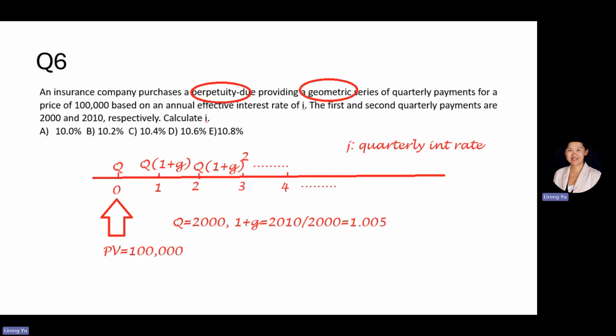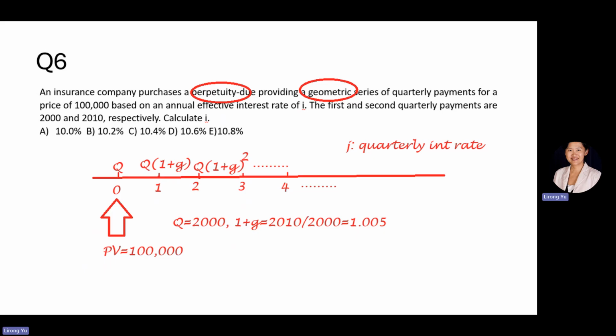And then it's a geometric series, so we have to have a common factor. Let's assume the common factor multiplied by Q is 1 plus J. Then 1 plus J equals the second payment divided by the first payment. We get 1.005. That's the J. And the same pattern is going to continue, so it's really Q times 1 plus J to the power K. Then K will be the time point.